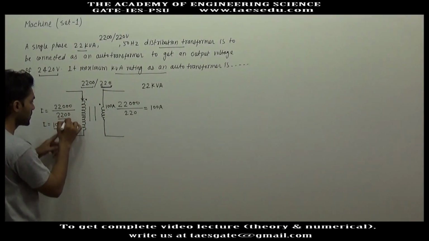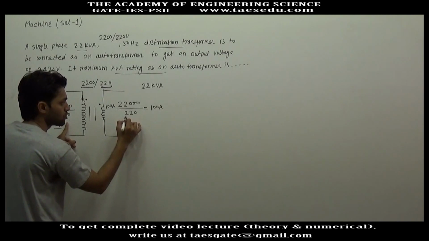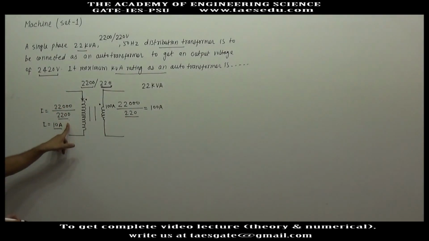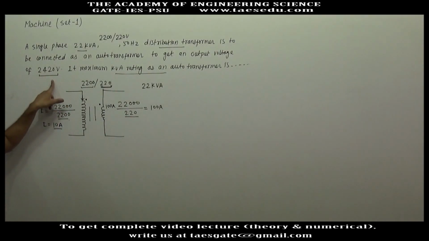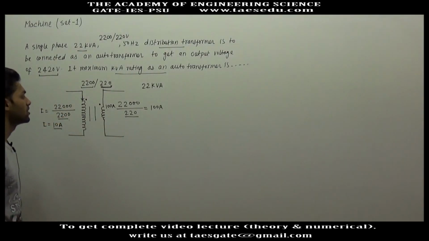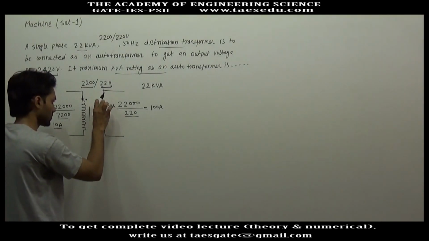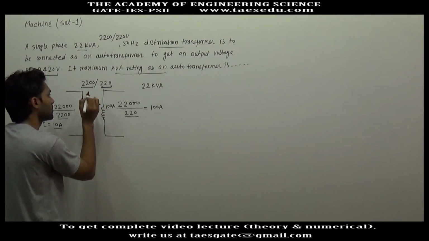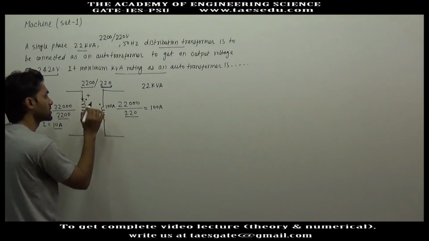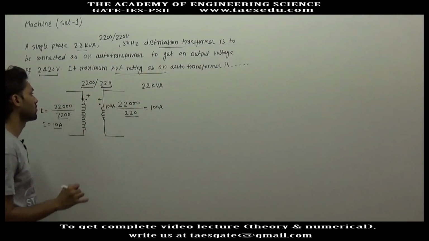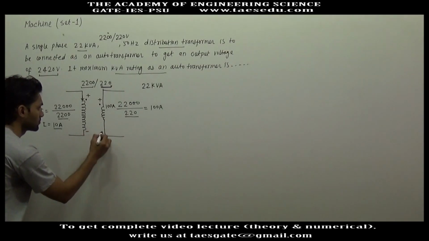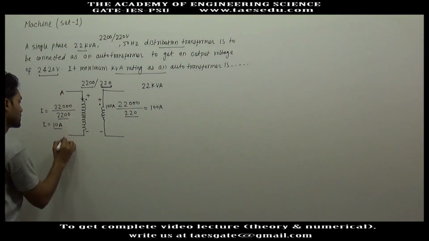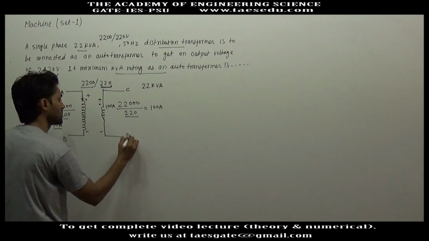This is 2200. If you add this voltage to 220 volt, you will get the desired output voltage. So we have to make the connection such that the output voltage will be the summation of these two voltages. And if this is the dot polarity, it means when this terminal is positive, at the same time this terminal will be positive. Let's say this is A, this is B, this is C, and this is D.